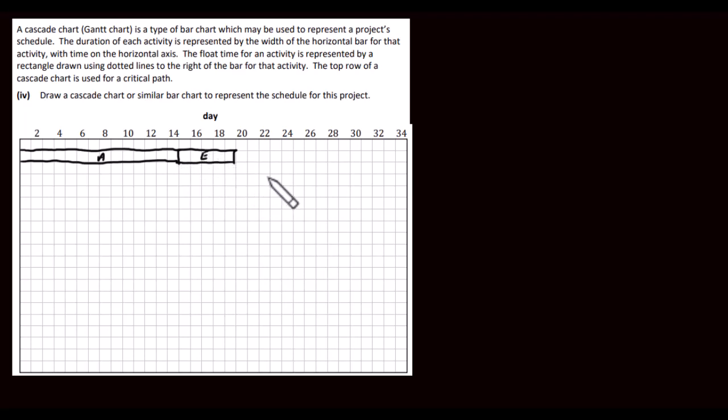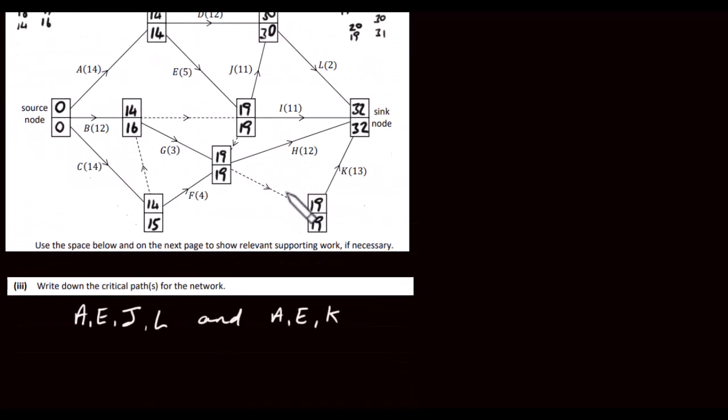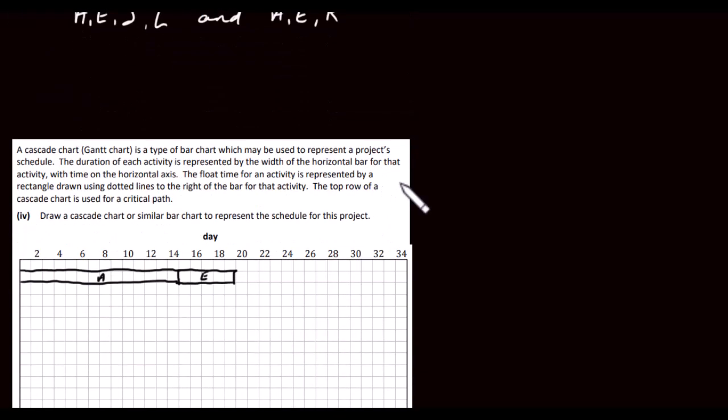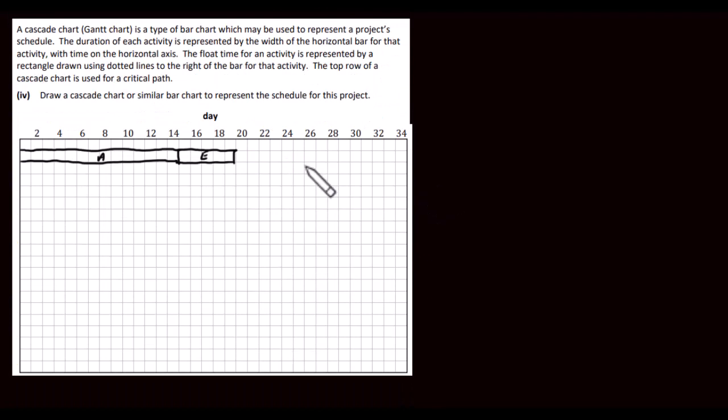And then J, that takes, let's see, J takes 11 days. So we've got to go out 11 squares. So let's see, we've got 1, 2, 3, 4, 5, 6, 7, 8, 9, 10, 11. Then up, across, so this is J, and then finally we have 2 days for L, and that's our critical path. Okay, so we started with A.